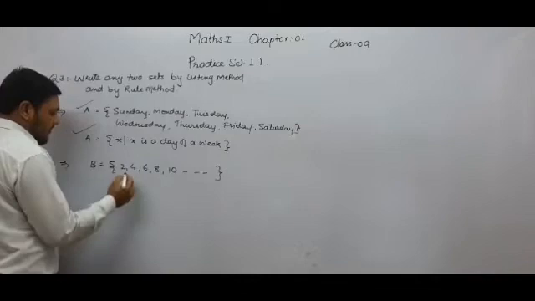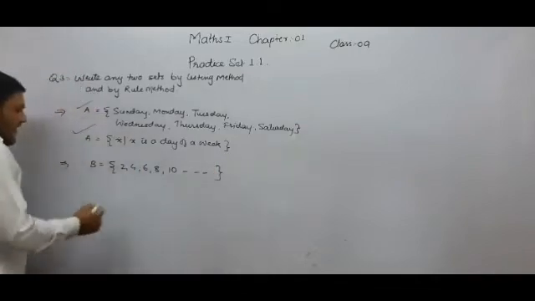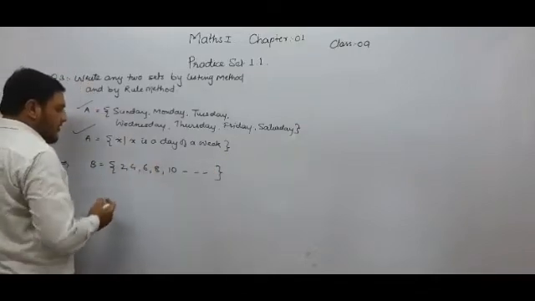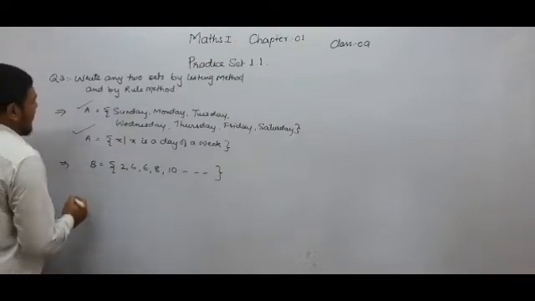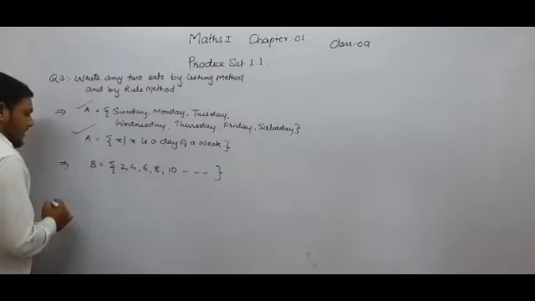So these are even natural numbers: 2, 4, 6, 8, 10. They are natural numbers also, and these numbers are completely divisible by 2. That is why they are even also. So we have written this set by the listing method.